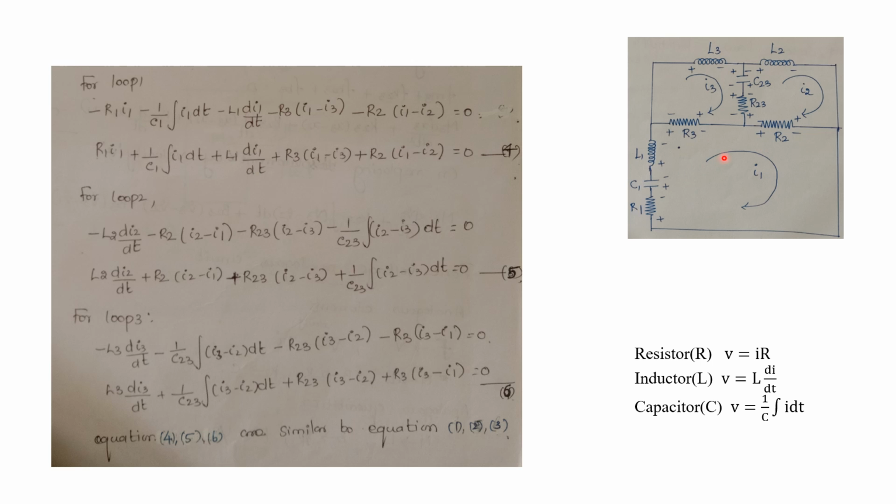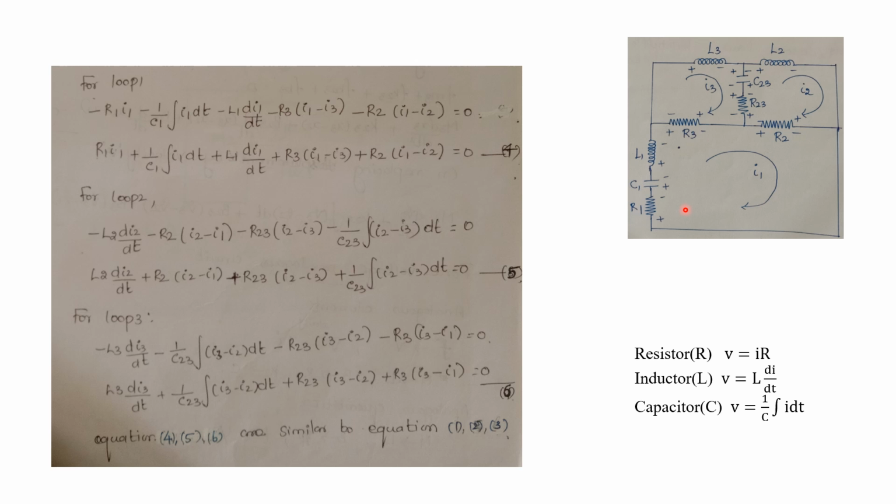So here this is loop 1. For loop 1, when we are applying Kirchhoff's voltage law, what will be the equation? We can start from here or we can start from here. If we are starting from here, then after going through all the elements, you have to end at the same point.